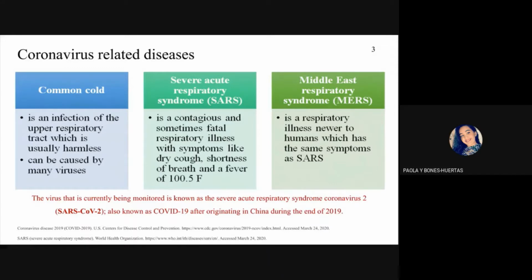Then we have the Middle East Respiratory Syndrome, also known as MERS by the acronym. This is another respiratory illness, which began in 2012 in Saudi Arabia and was transmitted from camels to humans and has very similar symptoms to those of SARS. But in the case of MERS, I believe it was approximately a 36% fatality rate, so it's a higher percentage of fatality.